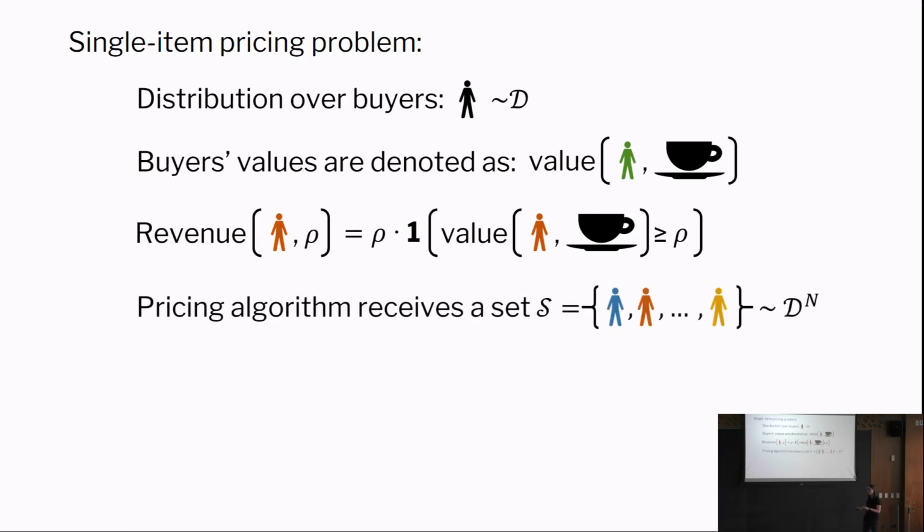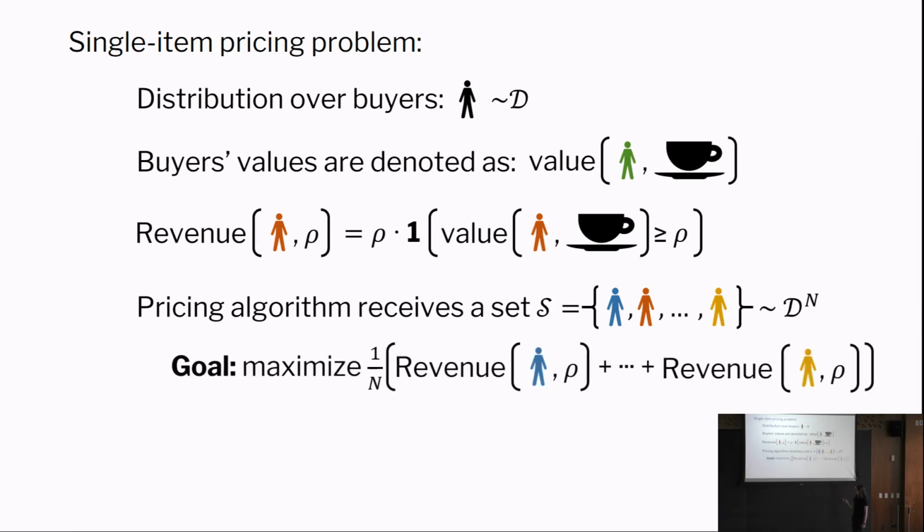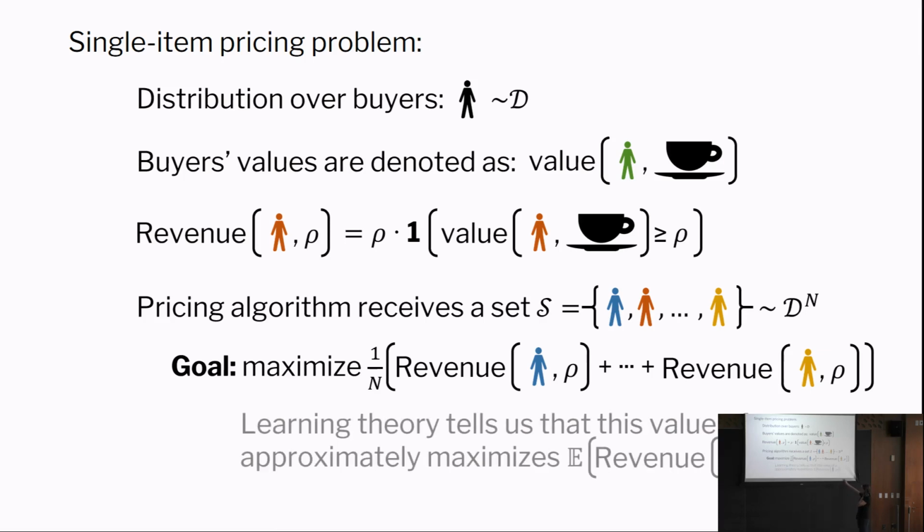Okay, so our learning-based pricing algorithm receives a set sampled from that distribution over buyers. And its goal is to maximize average revenue over the sample. The reason this learning-based pricing algorithm wants to maximize average revenue is just because learning theory tells us that if we find the value of rho that maximizes average revenue, then this value of rho also approximately maximizes expected revenue. Like in the end, we want to maximize expected revenue.